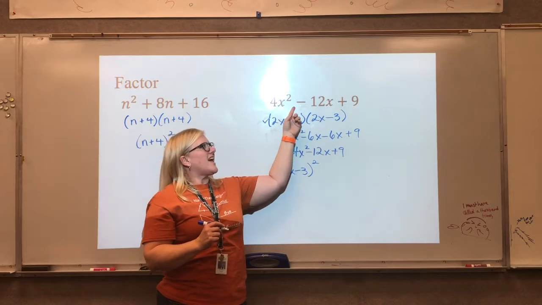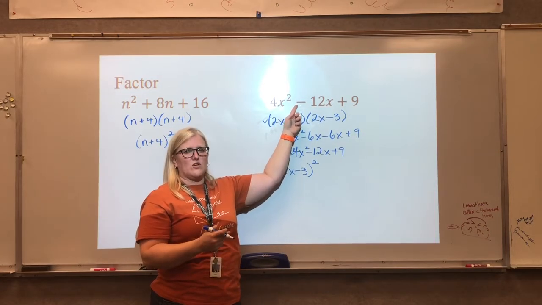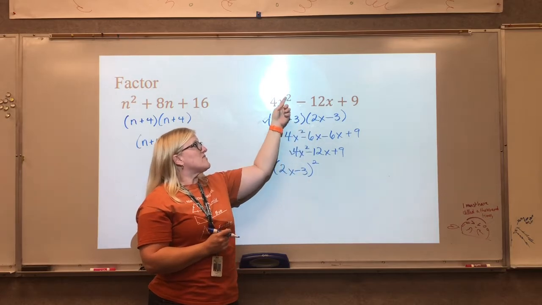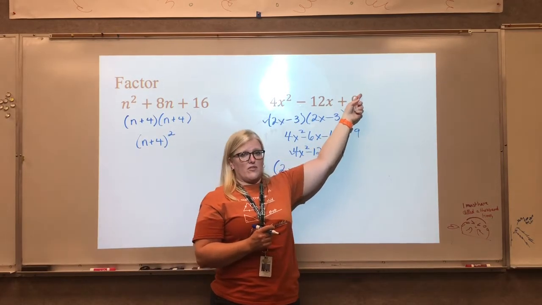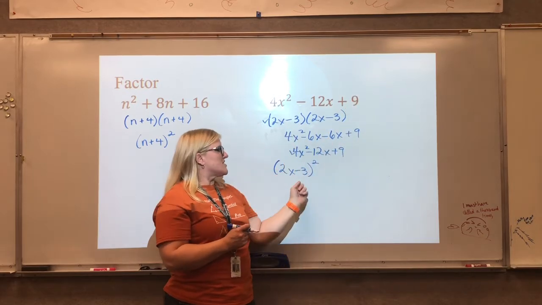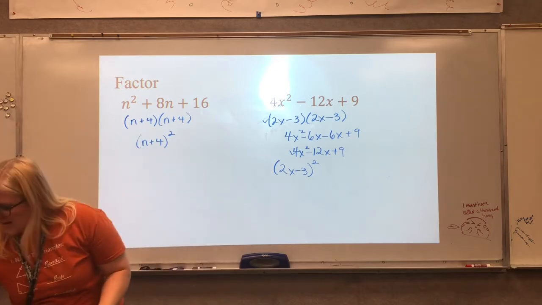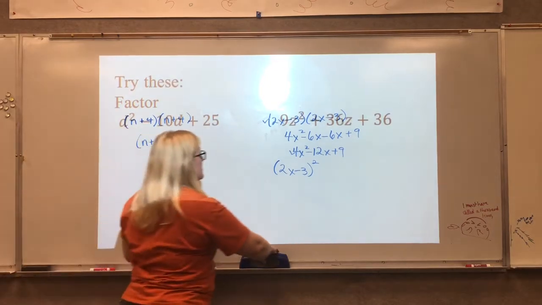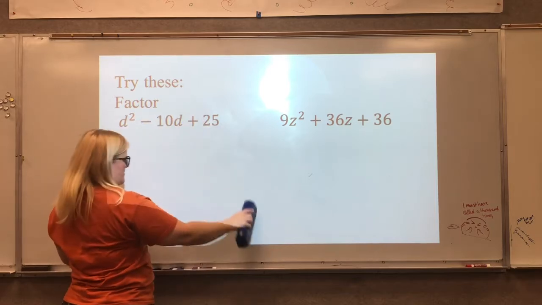Okay? So again, you could use the Xbox method, you could guess and check. But if you have something here with a perfect square, and you have something here with a perfect square, chances are it's going to be something like this. All right, so go ahead and try these.